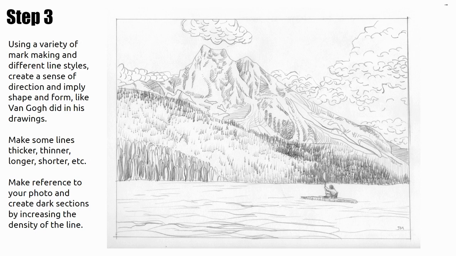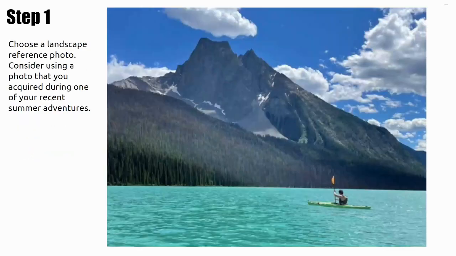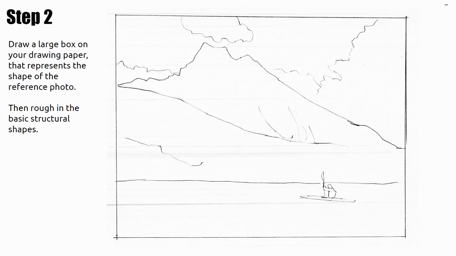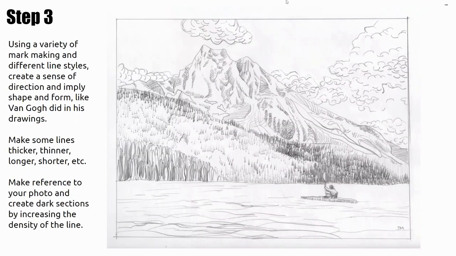I also want you to examine your reference photo closely and ask yourself where you see darker shadows, and where you do see those darker values. Remember, value is the lightness or darkness of a color. So I see darker greens in the trees, for instance, on the far right and on the far left. And so I used a greater density of line on those parts of my drawing in order to create a little bit of value variation.